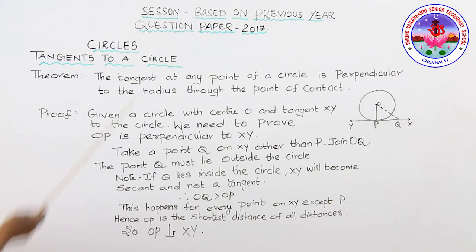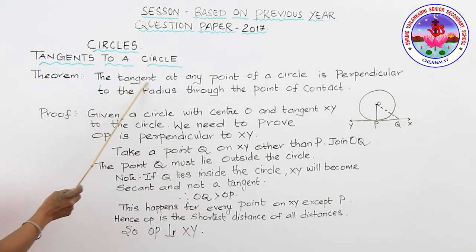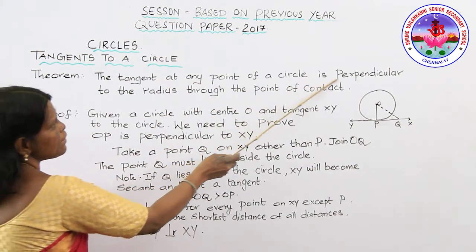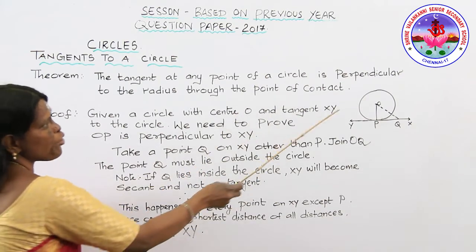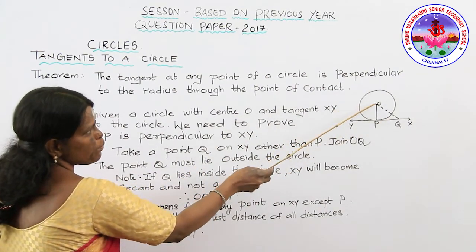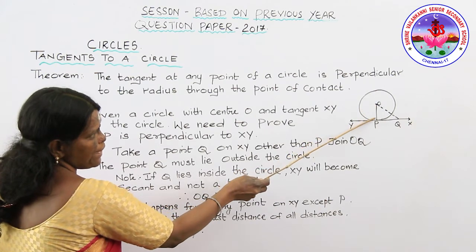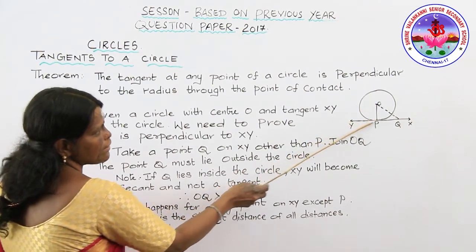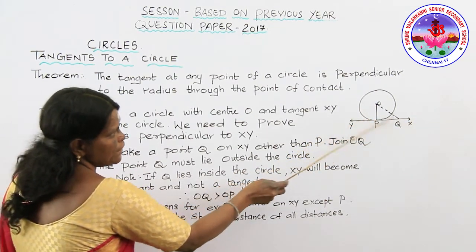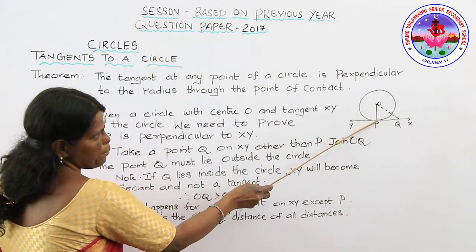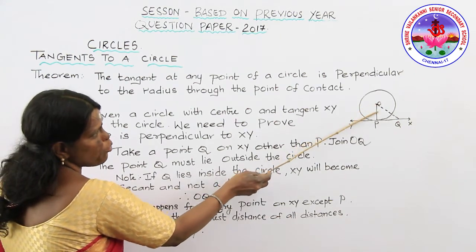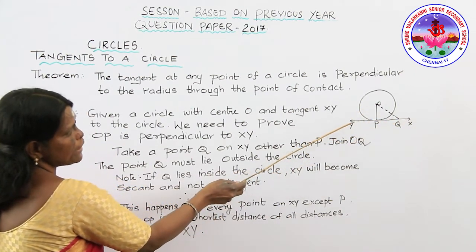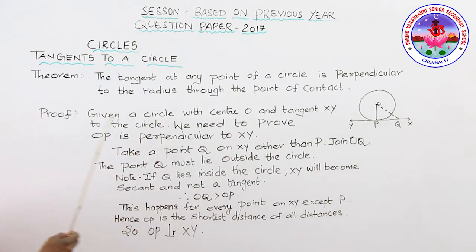In the sample paper, he will be asking this theorem to prove, where the theorem states that the tangent at any point of a circle is perpendicular to the radius through the point of contact. I have drawn a figure here, a circle with center O. I have drawn a radius OP and I have drawn the tangent XY, touching the circle at the point P. So, my XY is called a tangent. I am going to prove that the radius OP is perpendicular to the tangent. Let us come to the proof here.